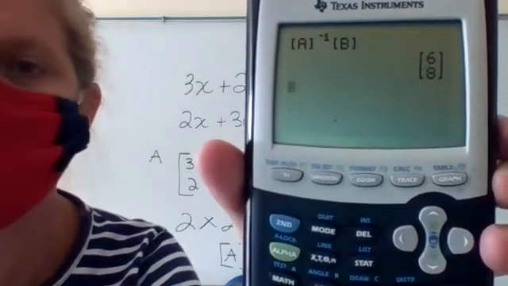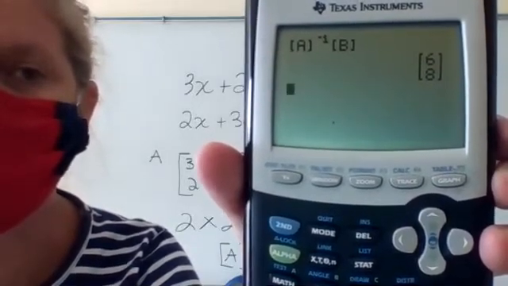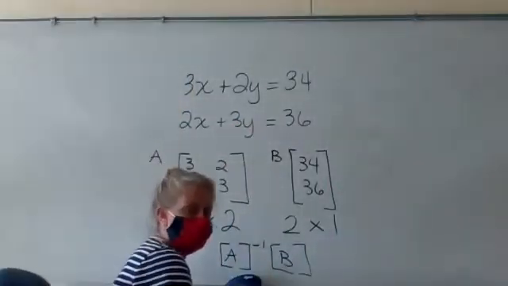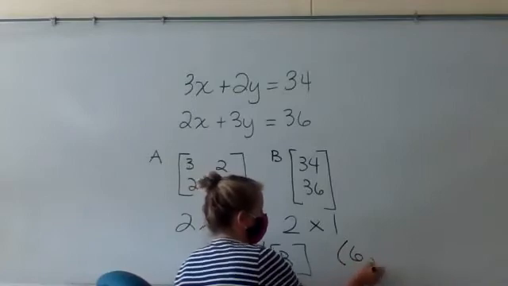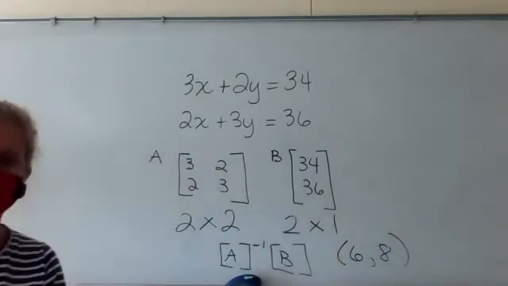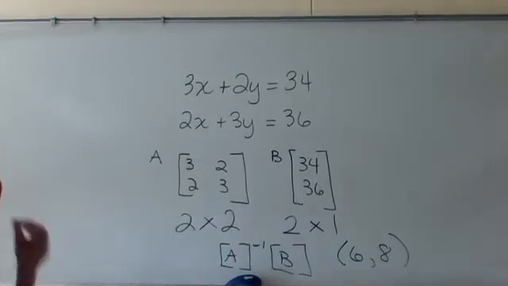The top number is your X. The bottom number is your Y. So when you type in your answer is 6, 8. Type it in as your ordered pair, 6, 8. So again, just walking through the steps.